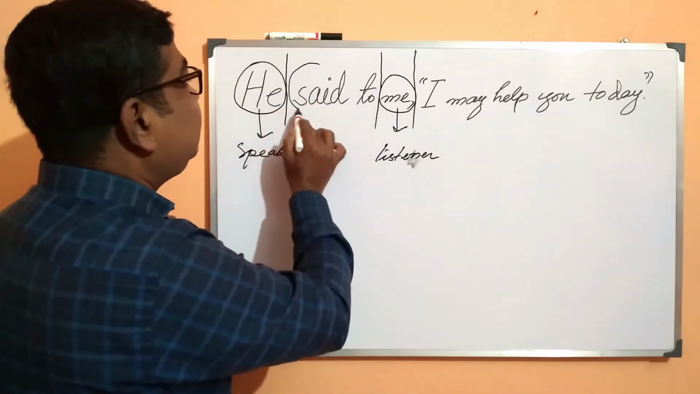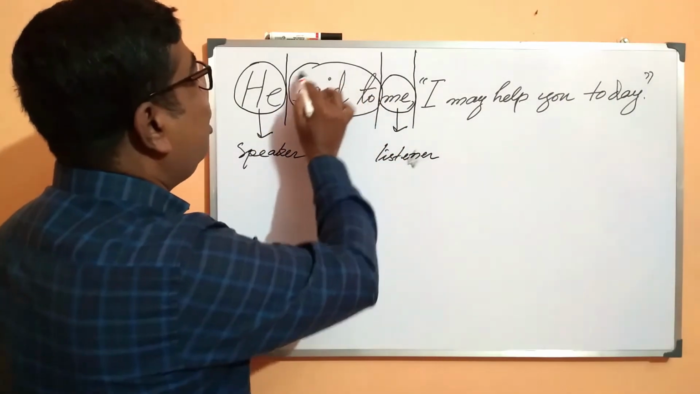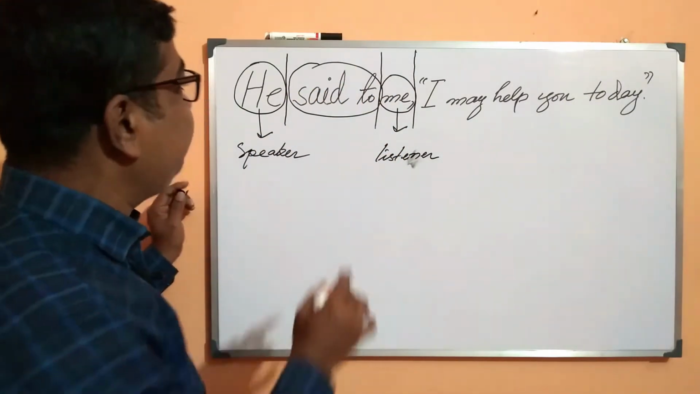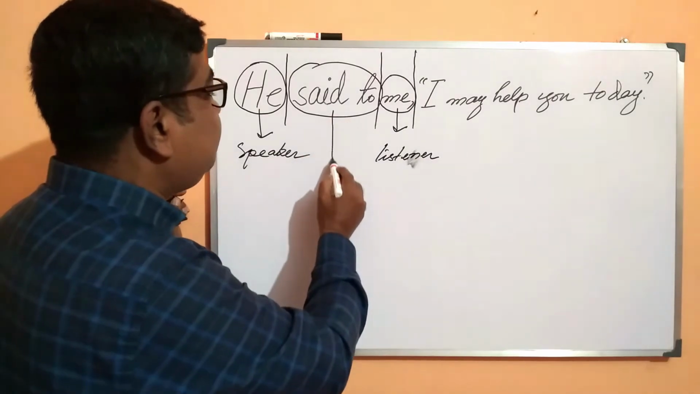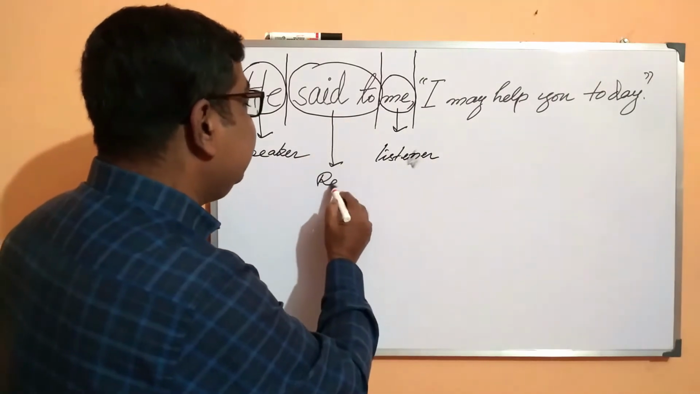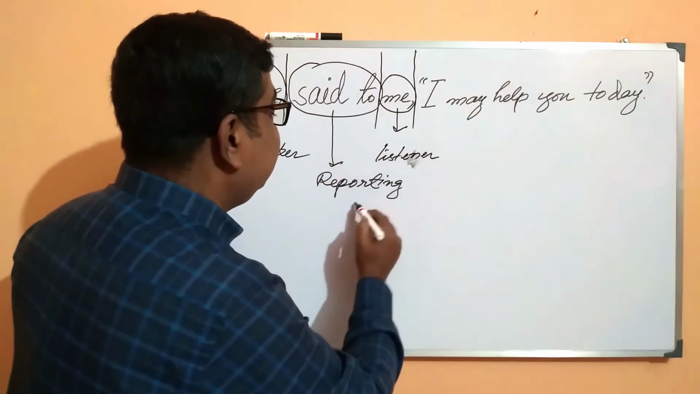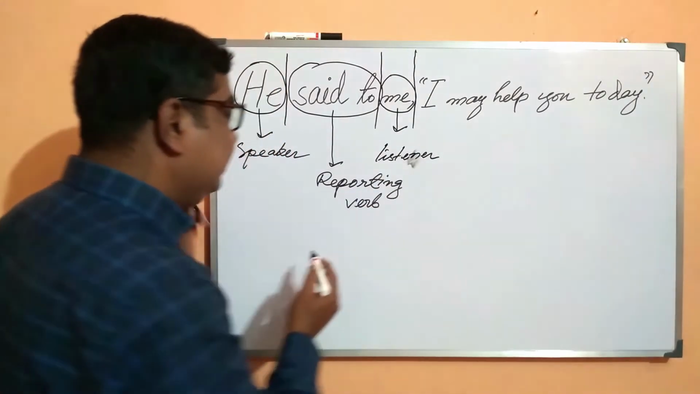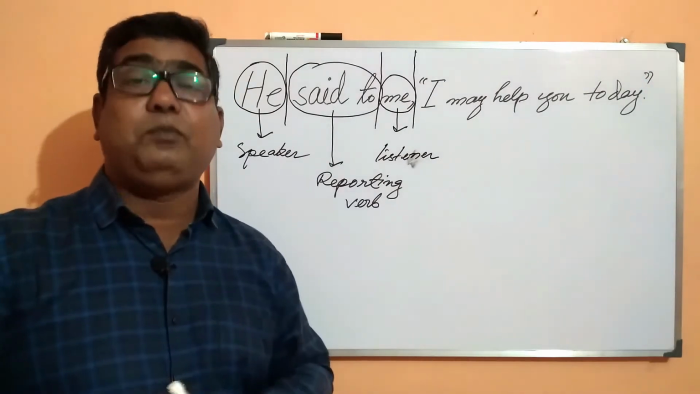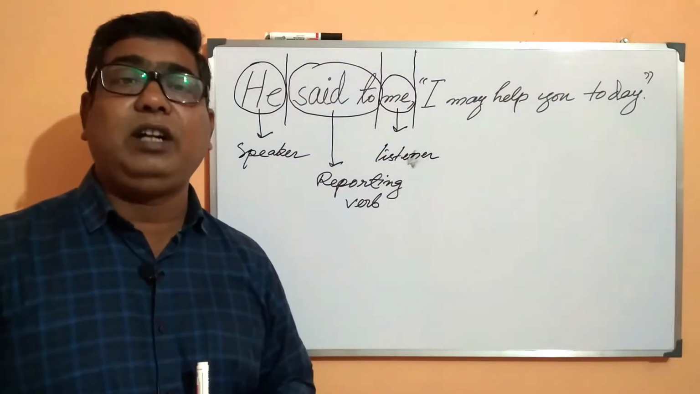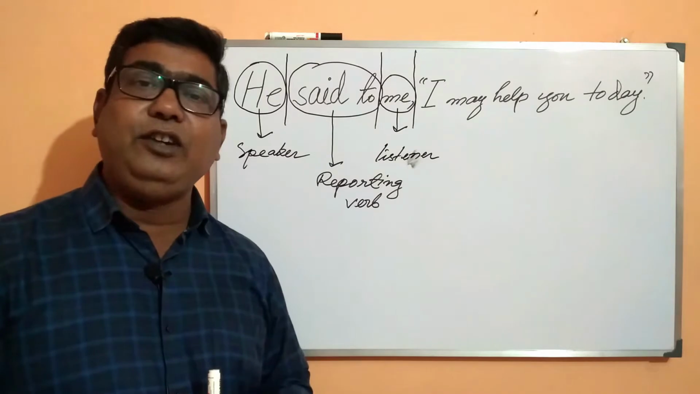This is the third part, or the second part, whatever you say. What is this part? This part is called the reporting verb. This is a very important part. Why? Let me explain to you.